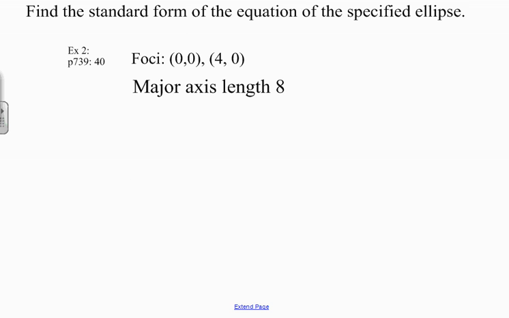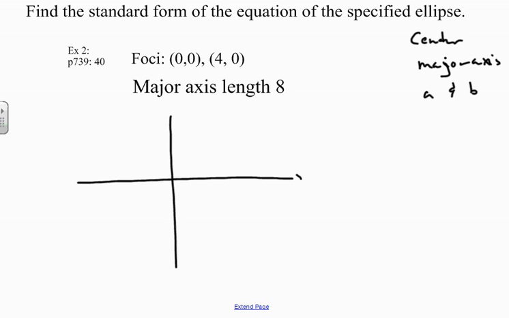Now, like I said before, the key things in finding an ellipse, once again, are: find the center first, then find the major axis, and that will help you find the A and the B values you need to finish the equation.